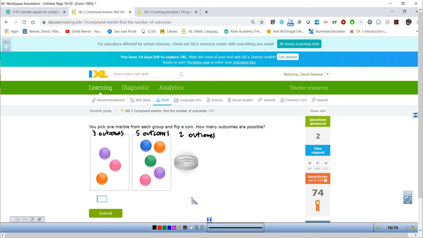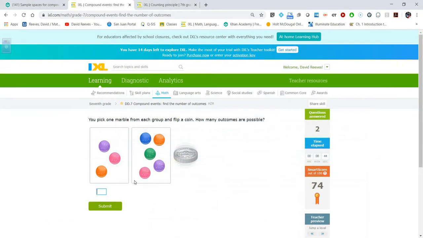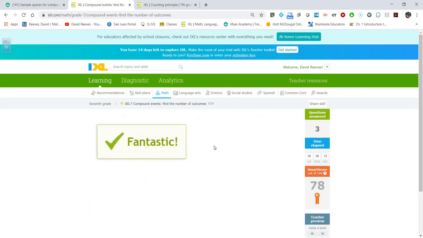So what have we been doing with these numbers every time? Have we been adding them? No. Subtracting? No, I don't think so. Dividing? Not a chance. We have been multiplying. 3 times 5 times 2. All right, 3 times 5 is 15, and 15 times 2 is 30. Or if you prefer using the commutative property, 5 times 2 is 10, times 3 is 30. Or how about 3 times 2 is 6? 6 times 5 is 30. Doesn't matter how you do it, what order you do it in, you're going to get 30 possible outcomes.